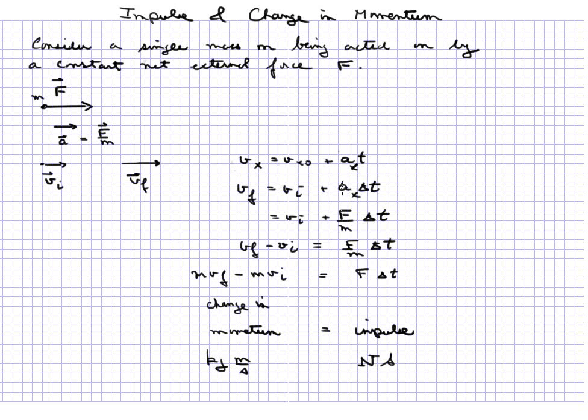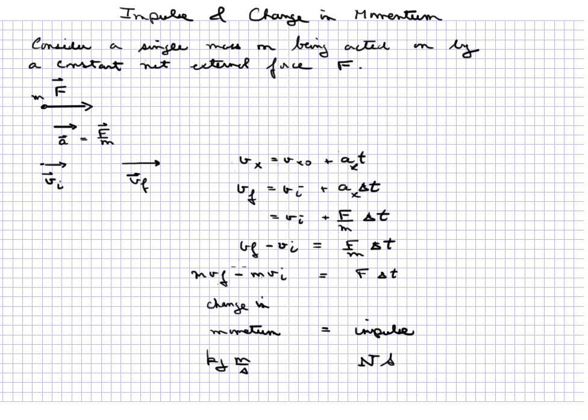Then we can take the acceleration, and by Newton's second law replace that with F over m. We can put v sub i on the same side by subtracting it on both sides, and what we get after a little bit of simple algebra is m v sub f minus m v sub i is equal to F times delta t. On the left we have the change in momentum, and on the right we have a quantity called F delta t, which is known as the impulse. Whatever the direction of the change in momentum, the impulse is in the same direction.